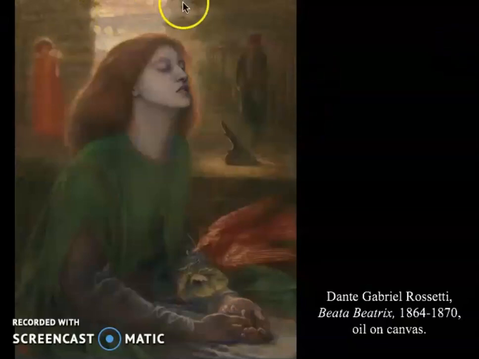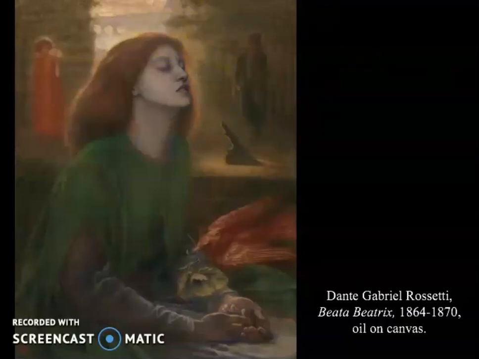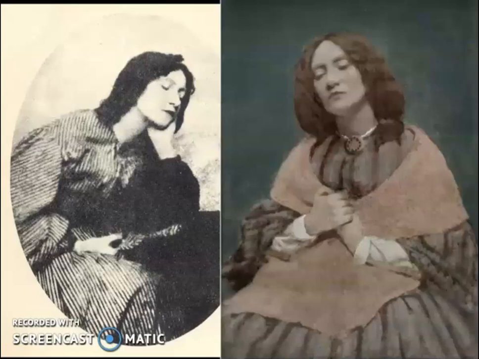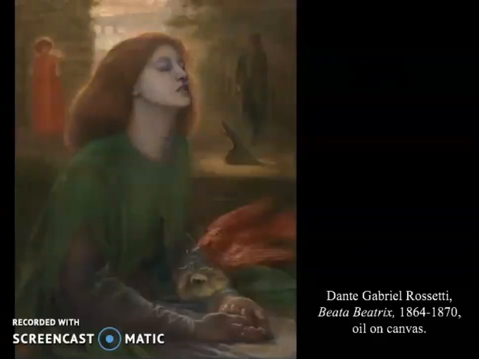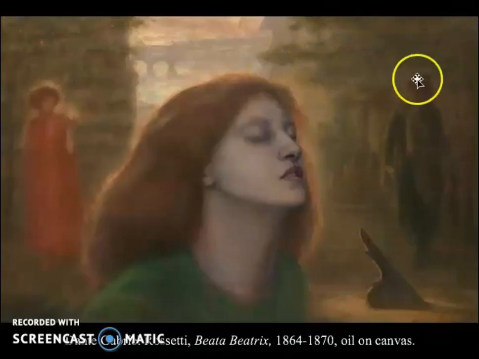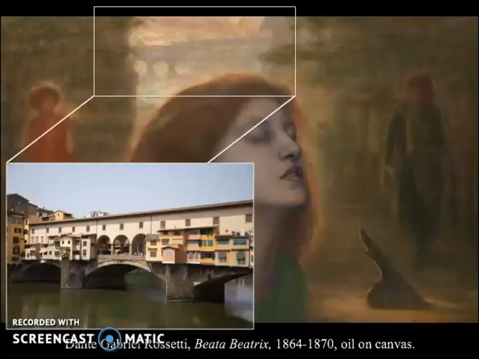So you have these figures in the back, this being Dante, and he's looking across to Love. Oh, here's Elizabeth Siddal posing for this painting. Here you have Dante looking off to Love, as I previously said, portrayed as an angel holding in her palm a flickering flame of Beatrice's life, which is about to go out. In the distance, you see the Ponte Vecchio, which signifies the city of Florence, the setting for Dante's story.